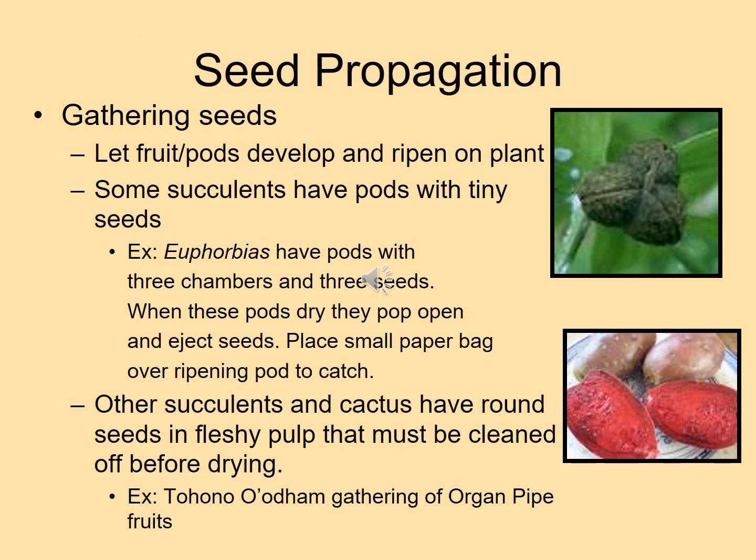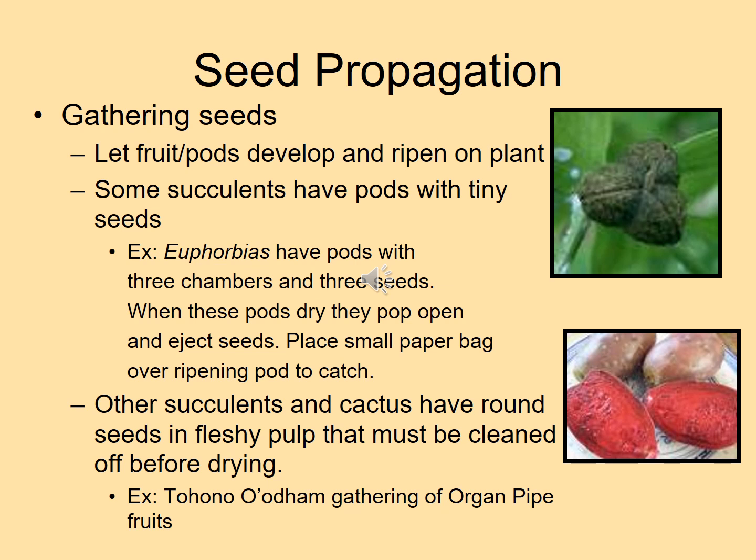Gathering seeds of succulents and cacti is similar to gathering seeds from other plants. You want to make sure you get the seeds off of the plant and get all the pulp off of it so the seeds aren't left with any kind of moisture or sugary tissues around the seed, which could cause fungal or bacterial growth and rot the seeds. Euphorbia, they all have pods, but some of them have pods that pop open. So in this case, what you're seeing here, you might have to put a little bag over it before it pops to catch the seeds.